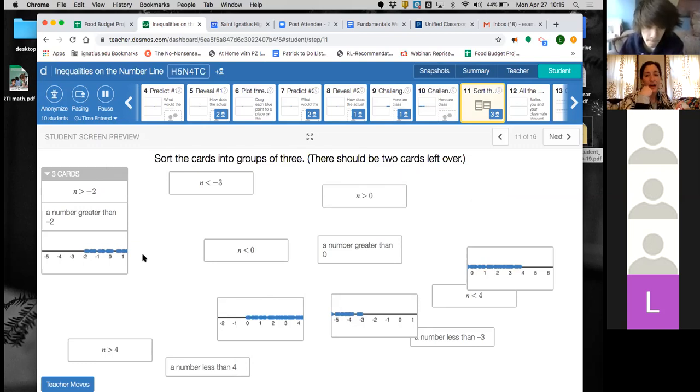If you're not on number 11, I at least want you to check out 11 before we end class today. So you're looking at an expression with the inequality symbol, you're looking at words, and you're looking at a graph. I want you to match up those expressions, the words, and the graph.